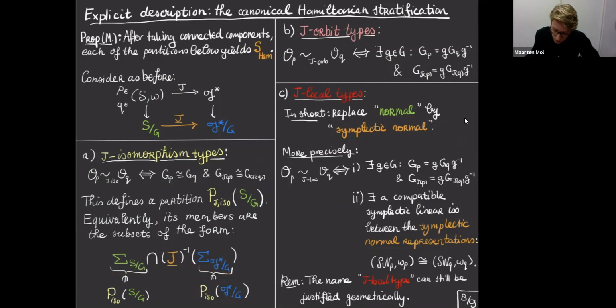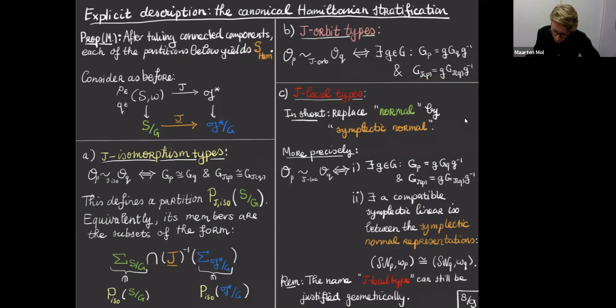So the J orbit types would be defined by saying the two orbits are equivalent if and only if there is a g in the group such that, first of all, the isotropy at p of the action is G conjugate to that at q. And secondly, we require the same for the isotropy groups at the image points under J.